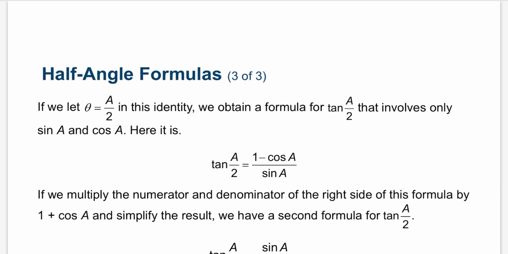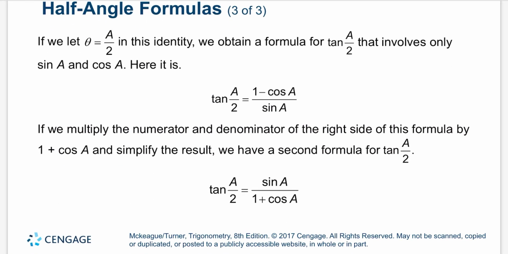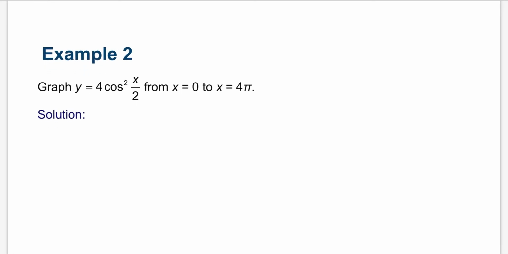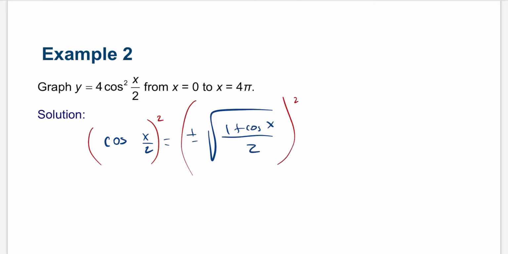All right, let's look at the second example. Or they give us a tangent formula for half angle for tangent. All right, they want us to graph y equals 4 cosine squared x over 2. So let's take the formula for this. The cosine half angle formula is plus or minus the square root of 1 plus cosine of x over 2. So when you square both sides of this equation, you're going to get cosine squared x over 2. The plus or minus just becomes positive. The square root cancels. So you're going to end up with 1 plus cosine x over 2.